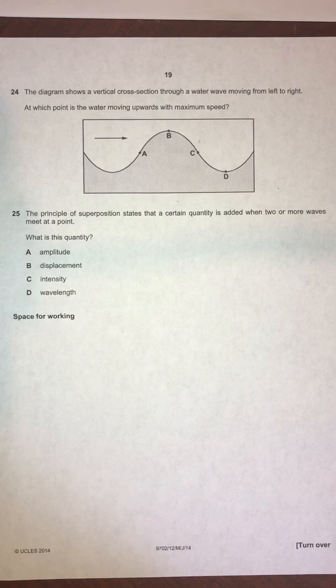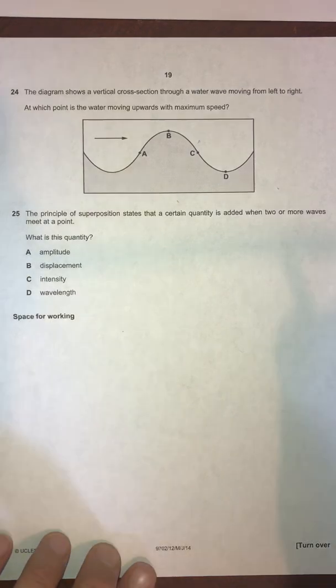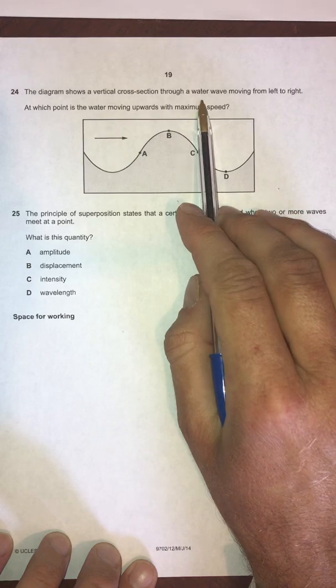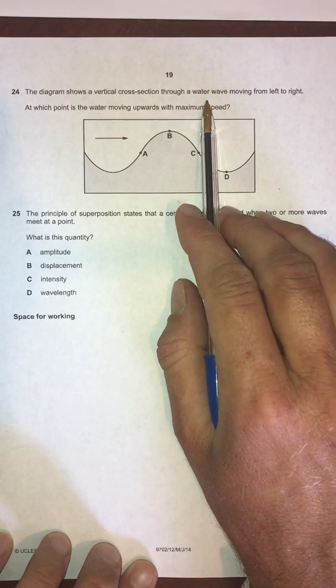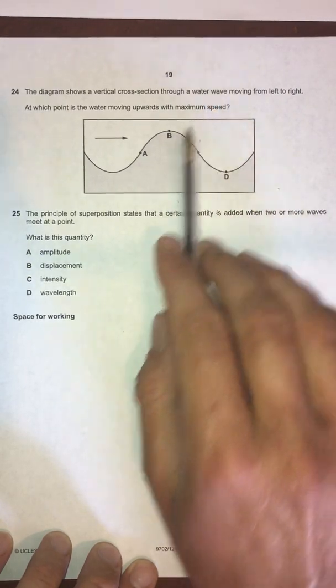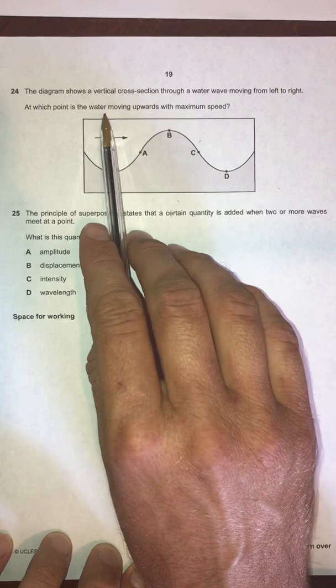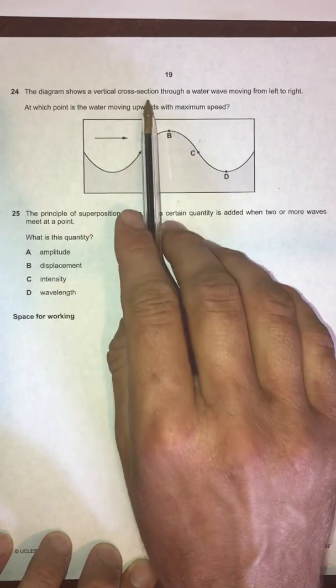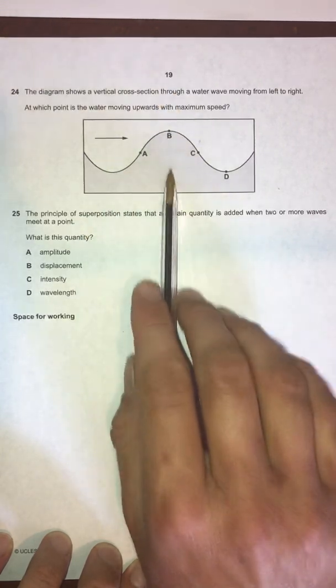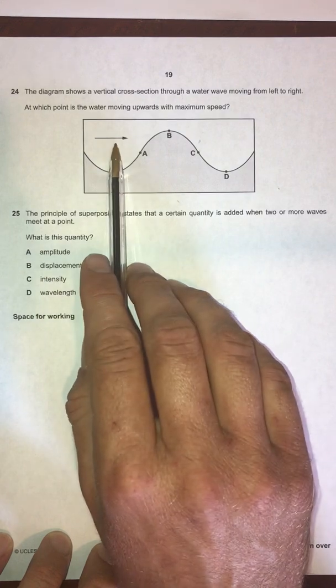At which point is the water moving upwards with maximum speed? So this question really illustrates that water is a transverse wave. Here they tell us that the wave is transferring energy from left to right, and they've shown us this vector here, so the wave is moving this way. The water particles are moving up and down, at right angles to the direction of energy transfer.